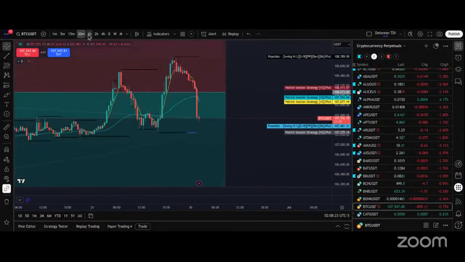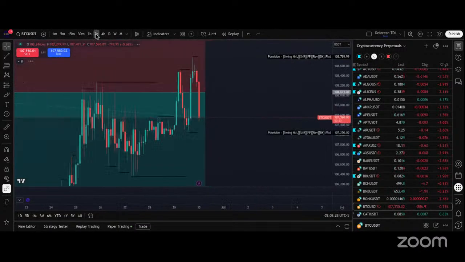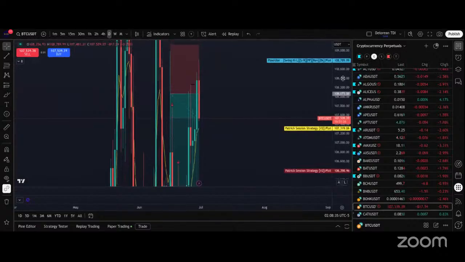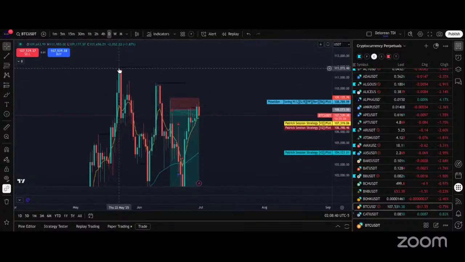So that's the 30-minute. Here's the 1 hour. Here's the 2 hour. Here's the 4 hour. But when you get to the daily, everything changes. Why? Here's the all-time high for Bitcoin at just under $112,000. Then you have a lower high where it hit 110.5. And now you have a third lower high. This is a downtrend.